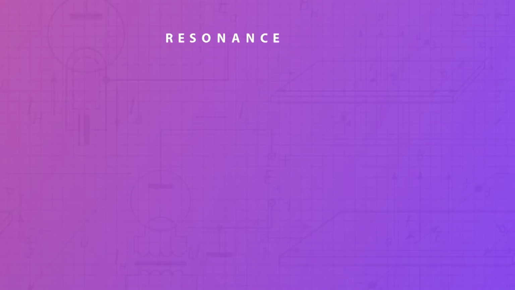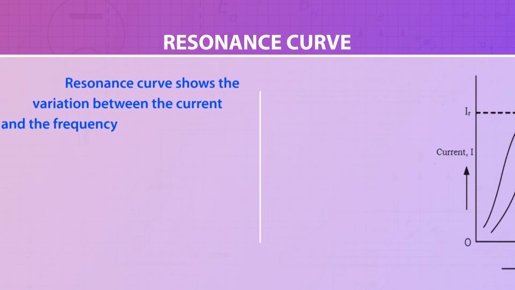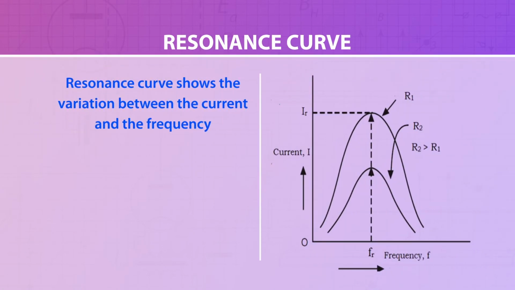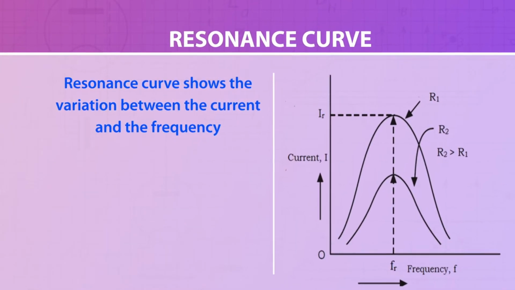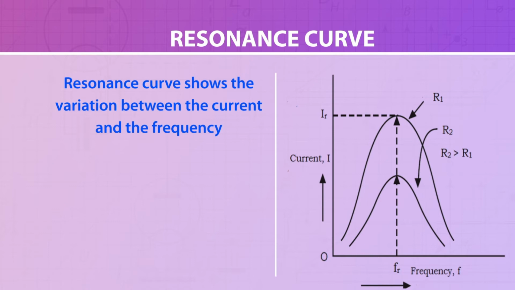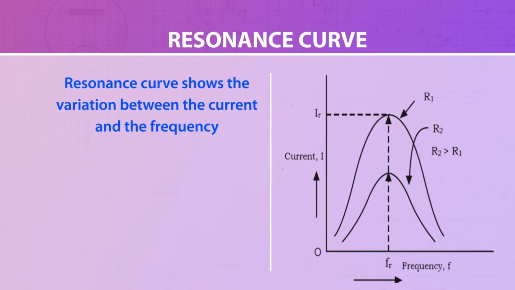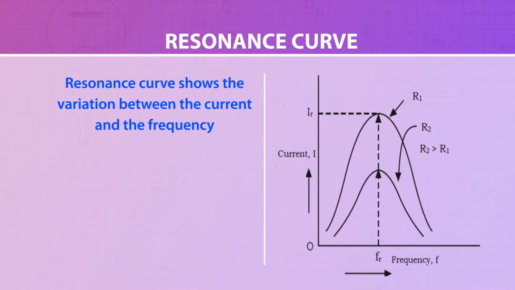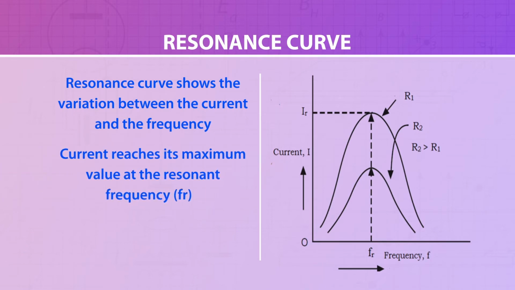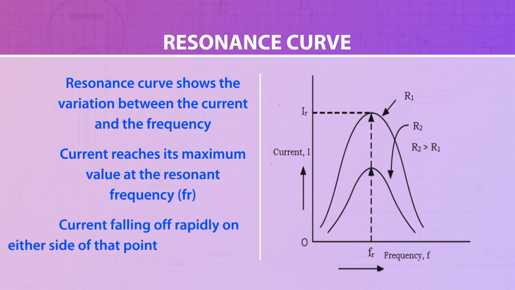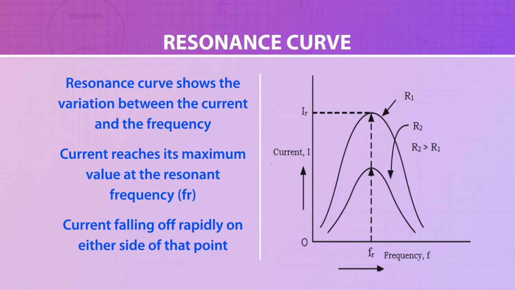Now we have to understand the resonance curve. So here you can see the graph. The resonance curve shows the variation between the current and the frequency. A resonance curve of a typical RLC series circuit has been shown in the figure. Here you can see there are two resistances R1 and R2, where R2 is greater than R1. It may be noted that current reaches its maximum value at the resonant frequency, that is FR, and falls off rapidly on either side of the point.